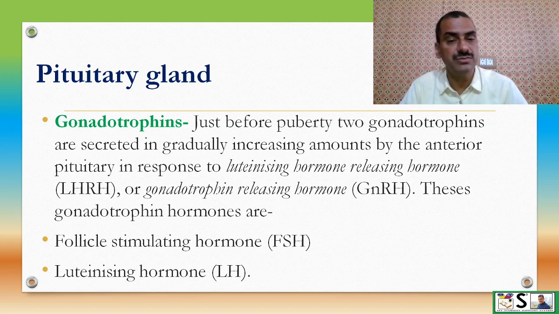Gonadotropins. Just before puberty, two gonadotropins are secreted in gradually increasing amounts by the anterior pituitary in response to luteinizing hormone releasing hormone or gonadotropin releasing hormone. These gonadotropin hormones are FSH, that is follicle stimulating hormone, and luteinizing hormone.